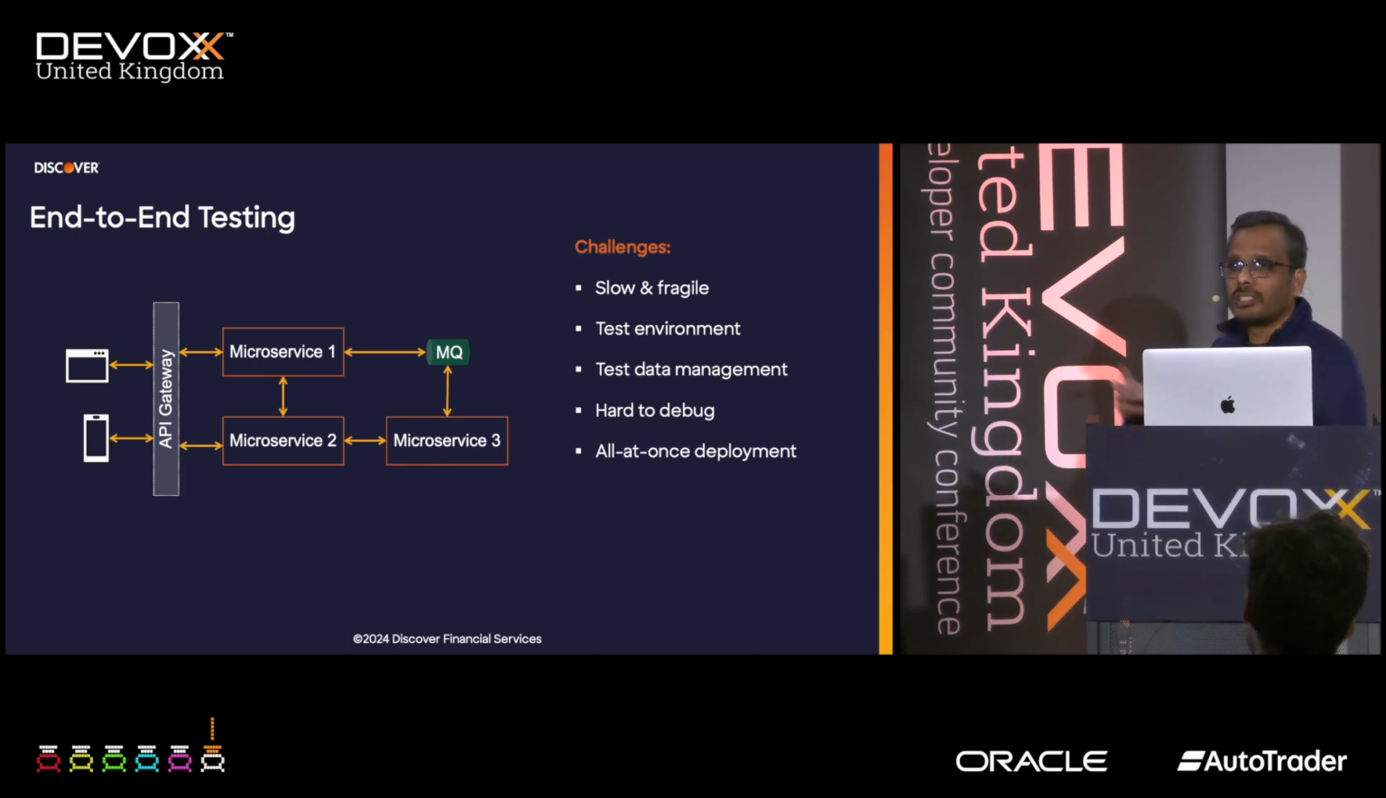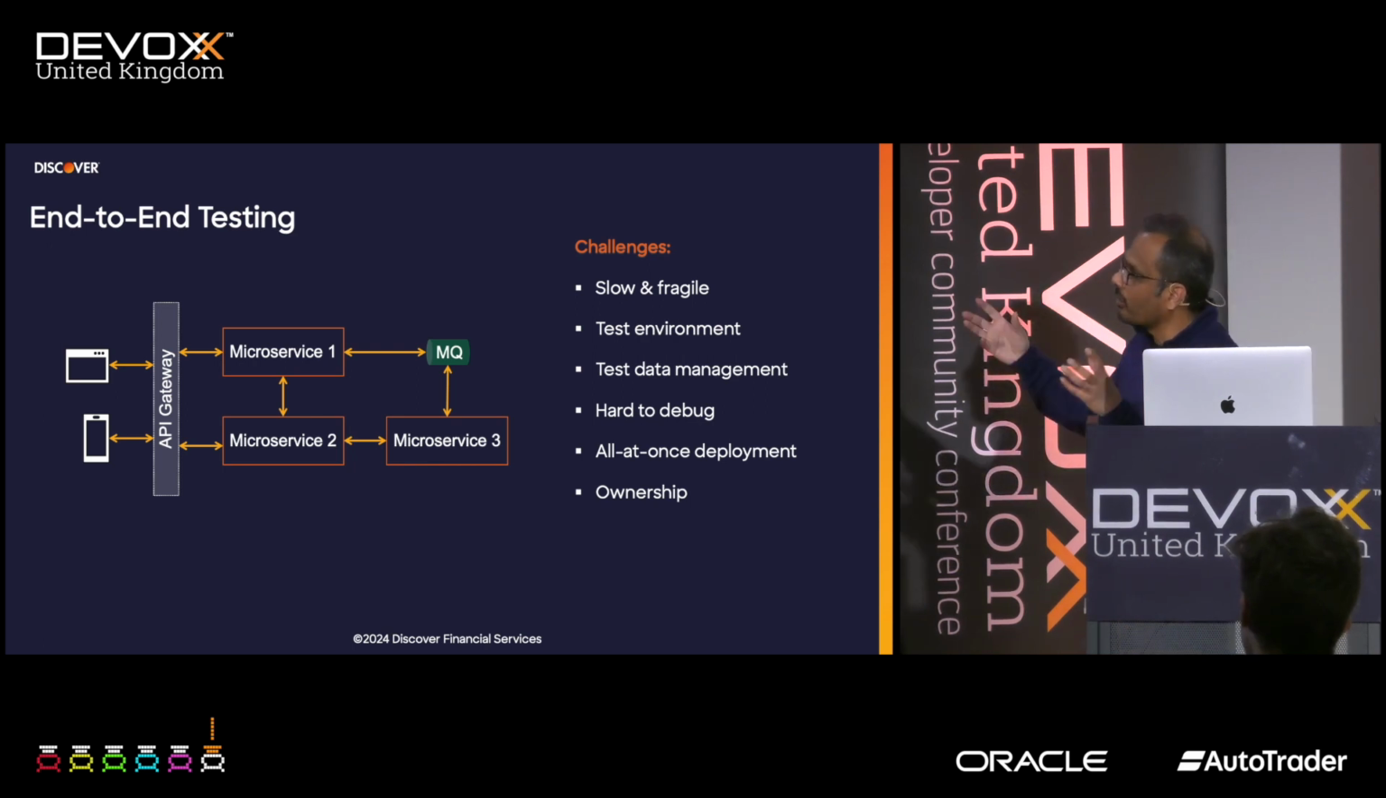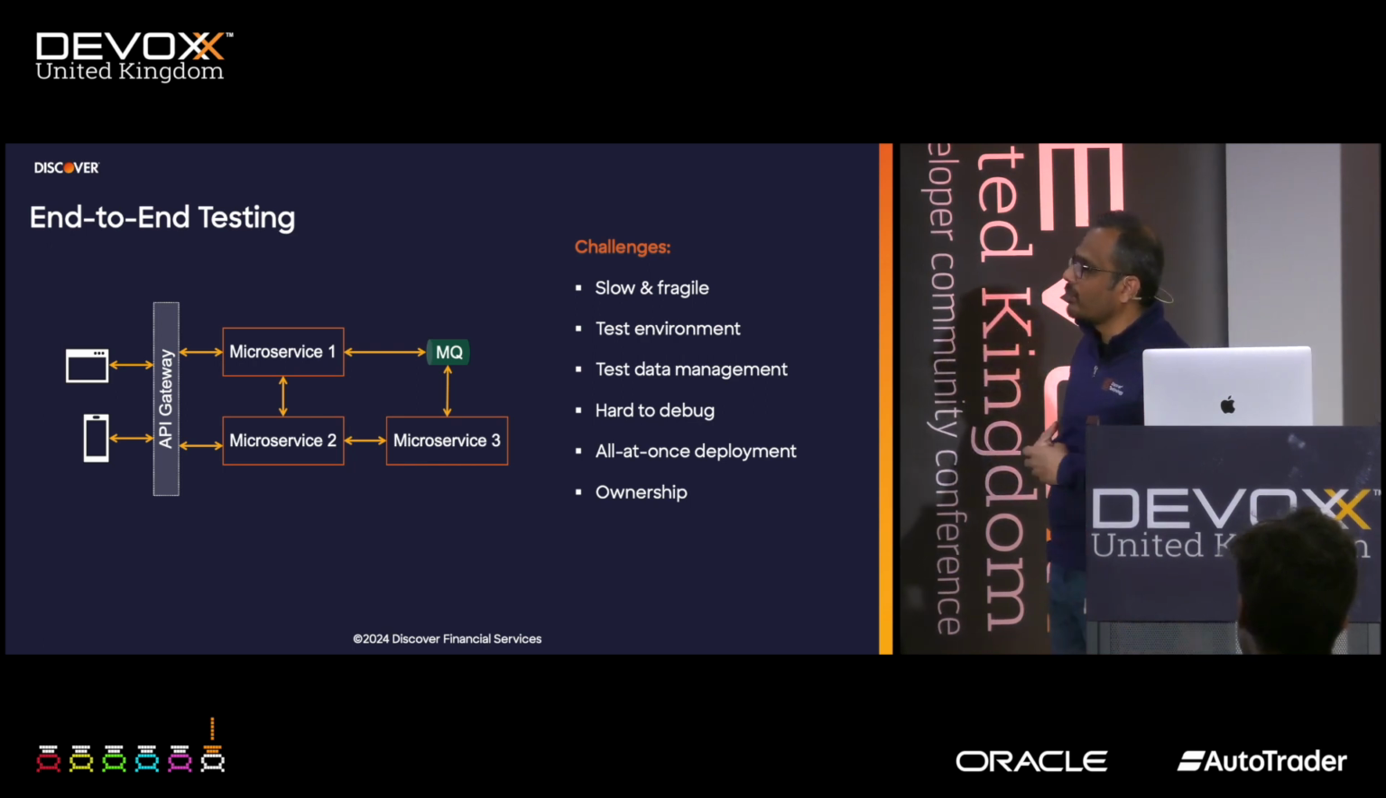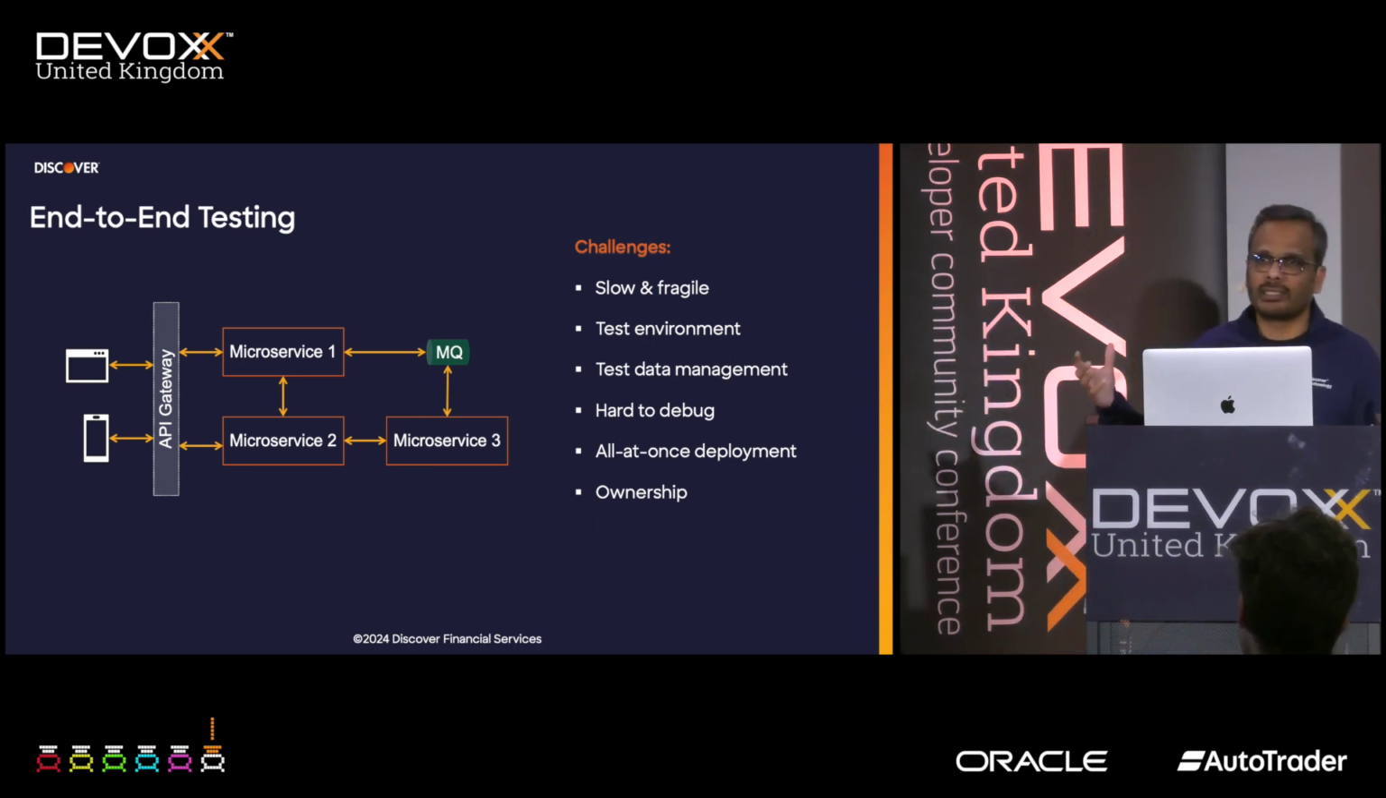All at once deployment. Because you're testing all these components together, you're likely to feel confident only when they are deployed together, which goes against the core principle of microservices, which is doing independent deployments. Then ownership is another challenge. It's unlikely that a single team will have ownership of all these components. Which team is going to write and own these end-to-end tests? That ownership is not very obvious.